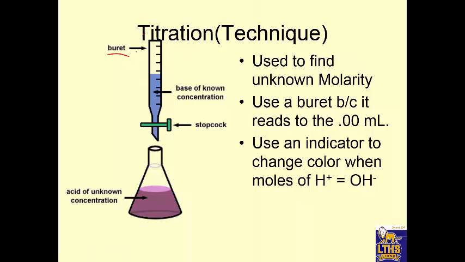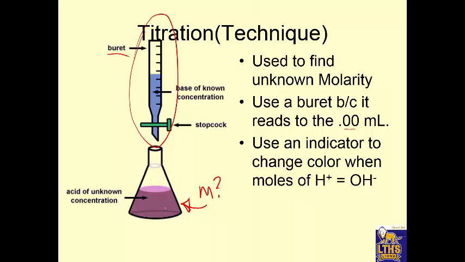A buret is this way to transfer one of the two solutions, and then we put another solution underneath. Okay, one of these two things has to be unknown, meaning we know it's an acid or a base, we just don't know its concentration. So we're looking for molarity. What's the molarity in this? We don't know, but we do know the concentration of the base, so we're using it to find molarity. This buret reads to 0.00 milliliters, so it's pretty accurate.